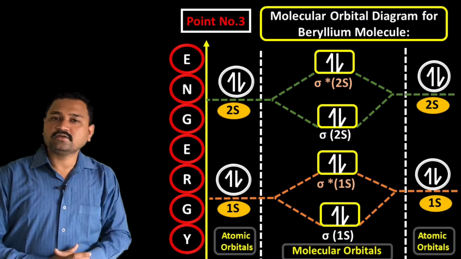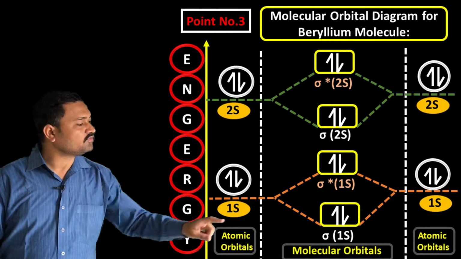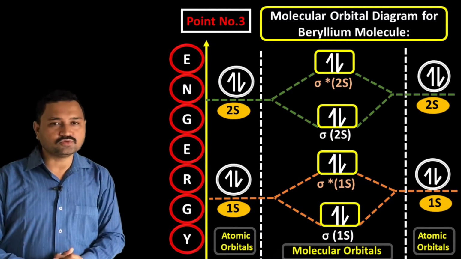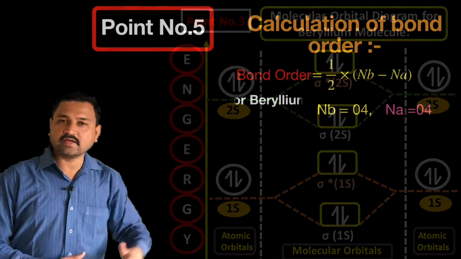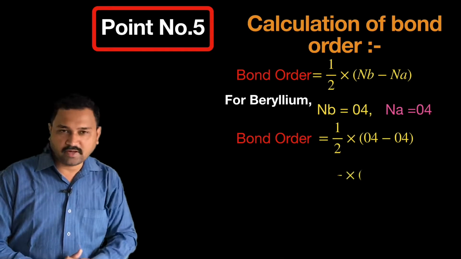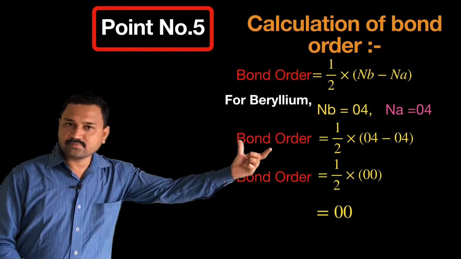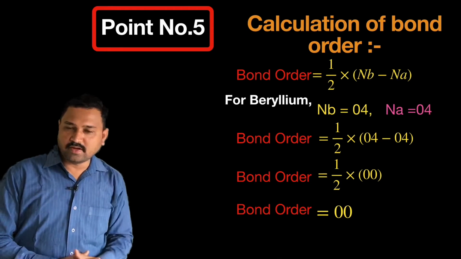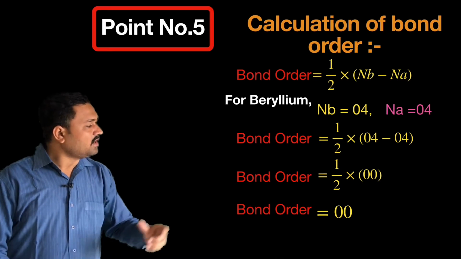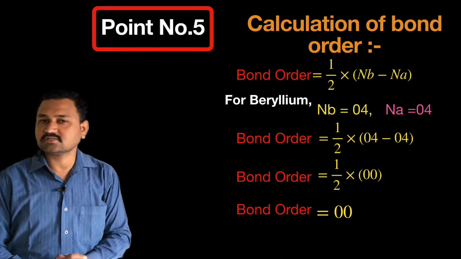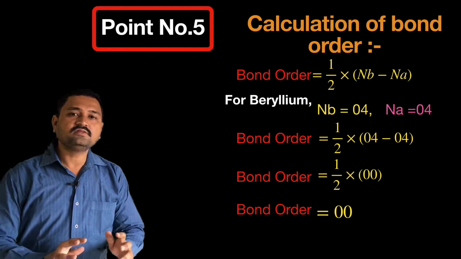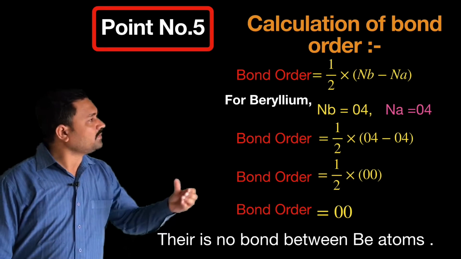Again we know that for Na, the anti-bonding molecular orbitals, sigma star 1s and sigma star 2s contain 2 electrons each. So in total there will again be 4 electrons, therefore the value of Na will also be equal to 4. Bond order equals 1 by 2 into Nb minus Na, therefore bond order equals 1 by 2 into 4 minus 4, that will be equal to 0. After the simple mathematical calculation the bond order is equal to 0. So from the bond order, there is no bond between the two beryllium atoms.